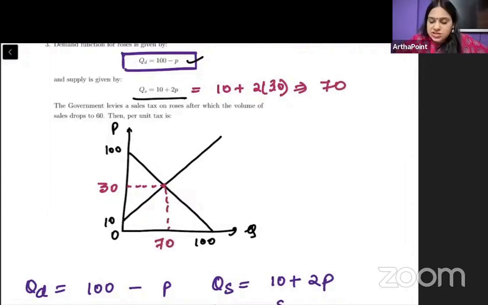Now read the question. What is the question saying? The government levies a sales tax on roses, after which volume of sales drops to 60. So we are levying a sales tax. Now try to understand, beta. अगर क्वेश्चन में नहीं दिया हुआ है, if the question does not mention on whom the tax is applied, you can apply the tax either on consumer or producer. Both are fine. किसी पे भी आप apply कर सकते हो, does not matter. You will get the same answer.